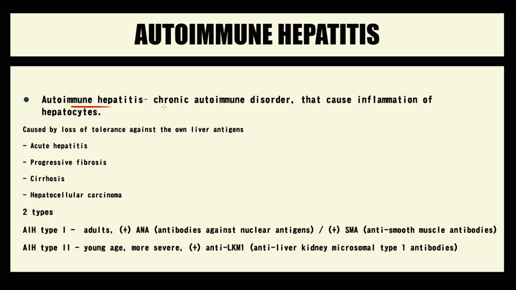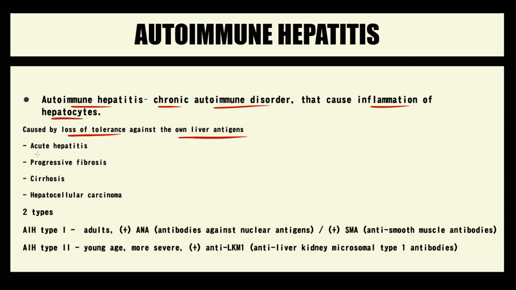Autoimmune hepatitis is a chronic autoimmune disorder that causes inflammation of hepatocytes. The major causative event in the pathogenesis of autoimmune hepatitis is loss of tolerance against their own liver antigens. We can divide the pathogenesis of autoimmune hepatitis into stages.